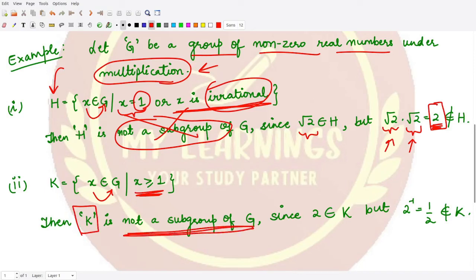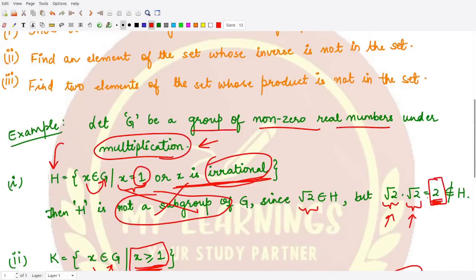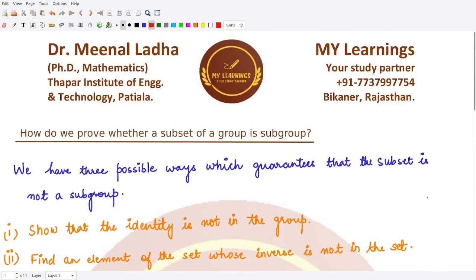Why? Because we can clearly take 2 from K, since it contains all the numbers starting from 1 which are greater than 1, right? So 2 is obviously there in K, but 2 inverse, which is 1 by 2, is not present in K. So that means the inverse is not present in this case. Hence, K is not a subgroup of the group G.